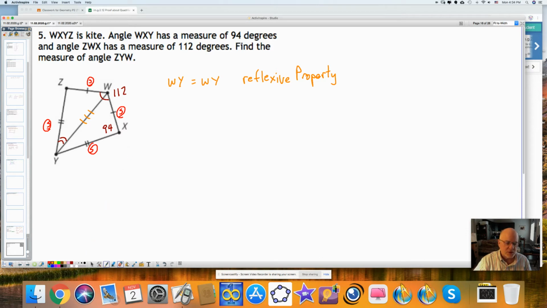So I could put a little S here next to this. This is going to be my side. And so I can use a shortcut to prove that the triangles are congruent. Now that I've got the side, side, side, I can use the side, side, side triangle congruence theorem as my rule to say that triangle WXY is congruent to triangle WZY.